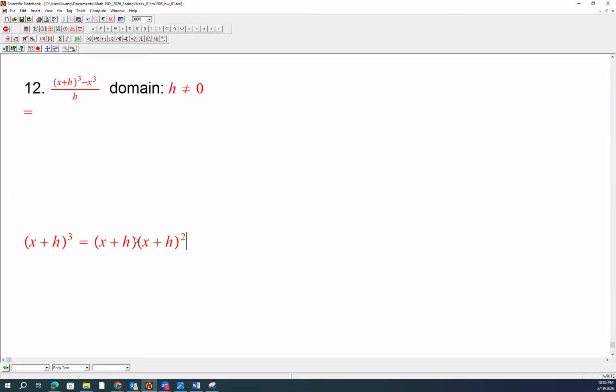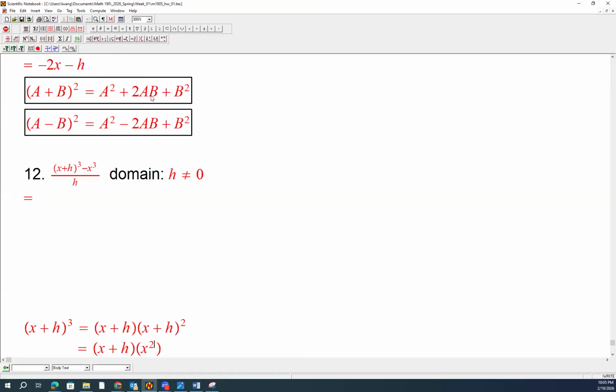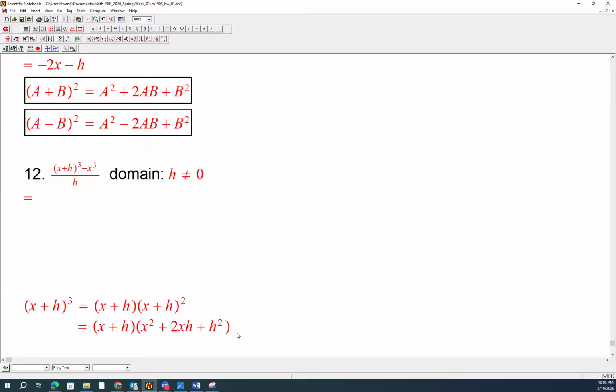Okay, so 3 is split into 1 plus 2. Right? 1 plus 2. And x plus h. Multiply. We FOIL the square part. We get x squared. Of course, you can use this formula. Plus 2xh plus h squared. Okay.